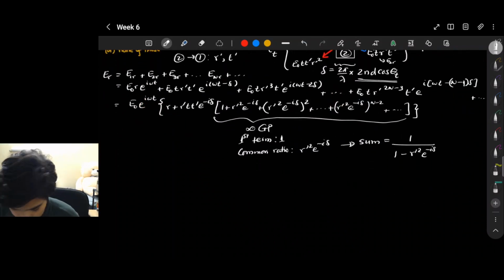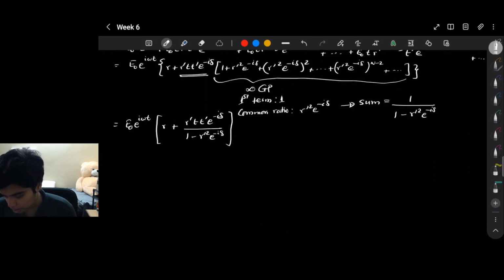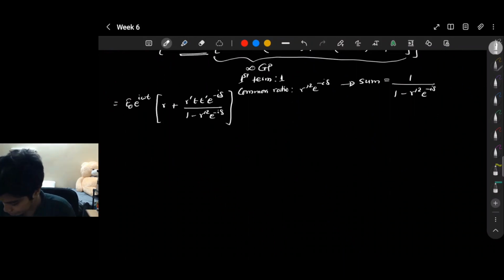So plugging in this value, this gives me ER equals E naught e to the power I omega t times R plus R prime T prime e to the power minus I delta, and this is multiplied by 1 divided by 1 minus R prime squared e to the power minus I delta. We can further simplify this.